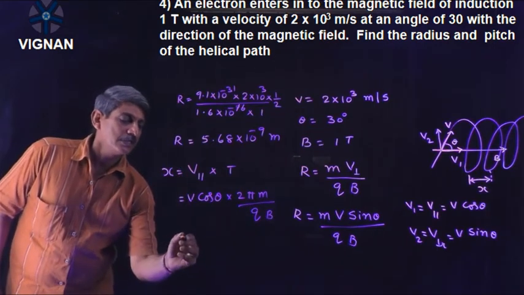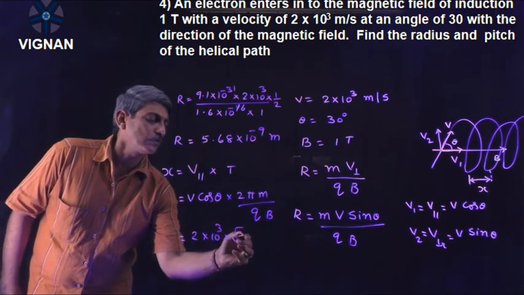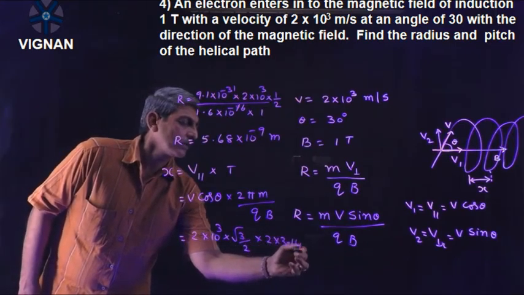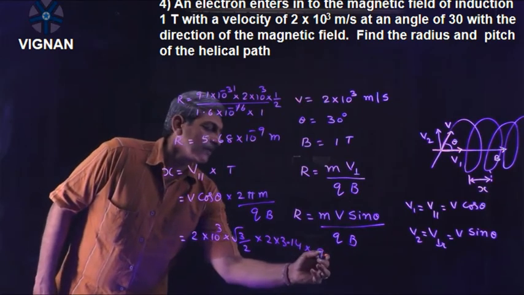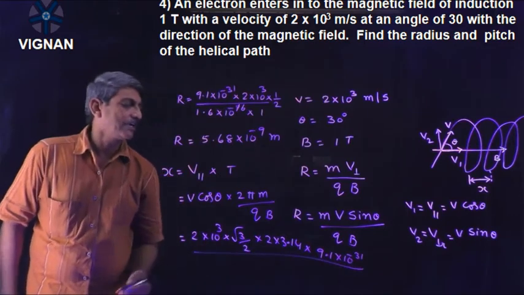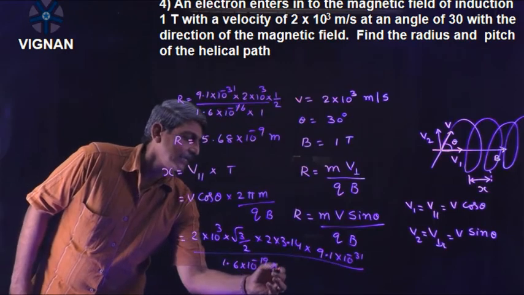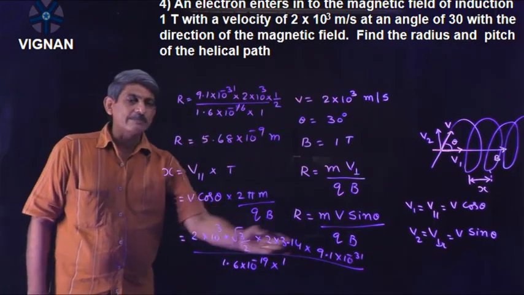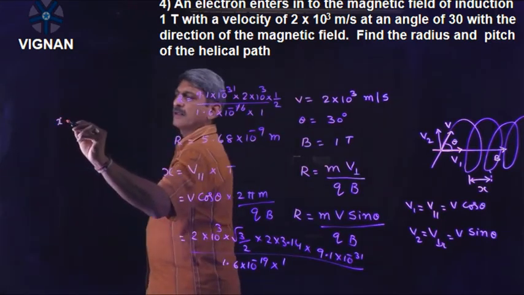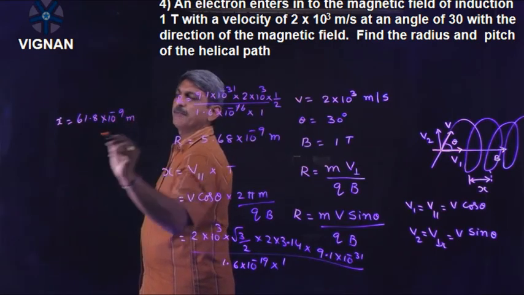Substitute the values, it becomes 2 into 10 to the power of 3 into cos 30 is equal to root 3 by 2 into 2 into 3.14 into 9.1 into 10 to the power of minus 31 divided by 1.6 into 10 to the power of minus 19 into 1. By making the mathematical simplification, we get x is equal to 61.8 into 10 to the power of minus 9 meters.